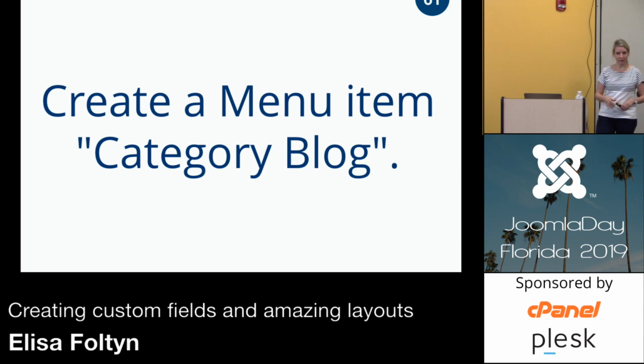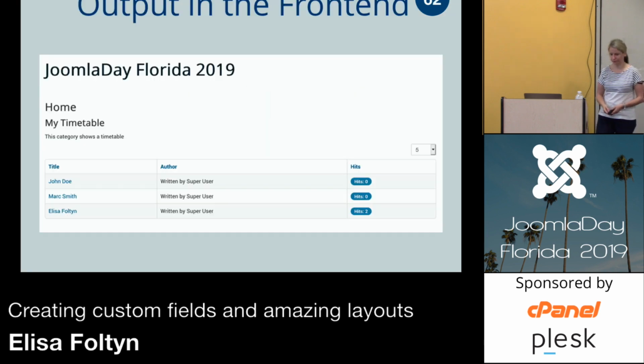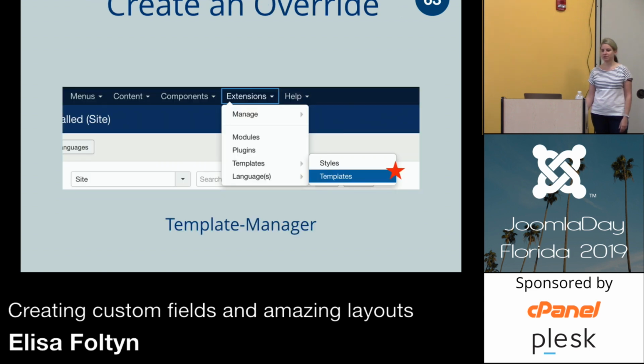And now I create a menu item as a category blog. And if I display that, oh, that's actually a list, sorry. But if I display that, it looks like that. So none of my custom fields are there, and it doesn't look like a timetable at all. So now I can create an override. And there's a simple option in Joomla to create overrides. I do not do that because I work over PHP most often, but I want to show you the option for how to do it easily.